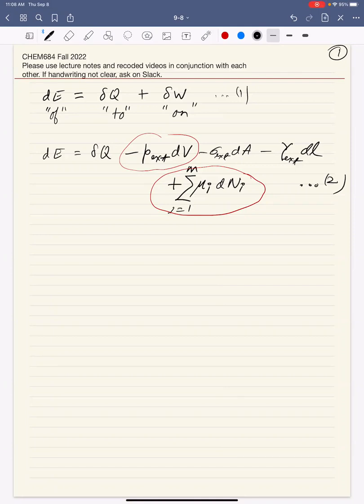So this is equation number 2. And as I said, most of the time we will work with the formulation dE is equal to delta Q minus P external dV plus the summation over i of mu i dNi. Let's call this 2A.